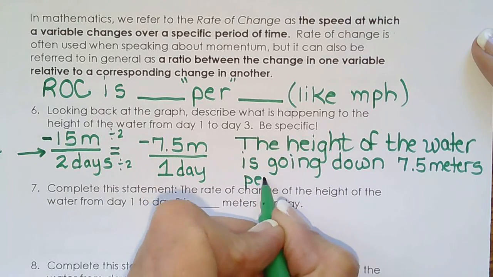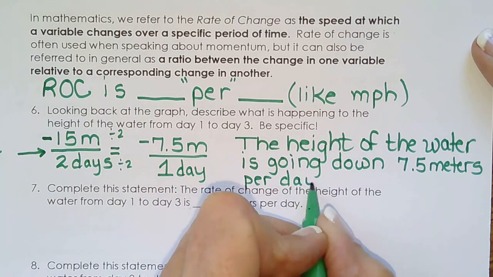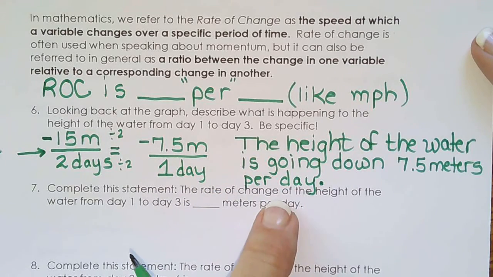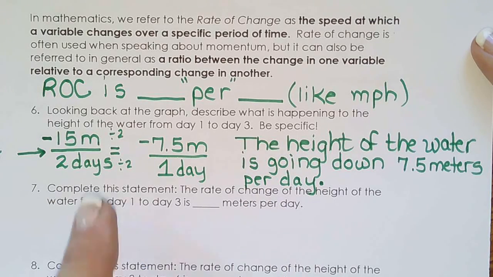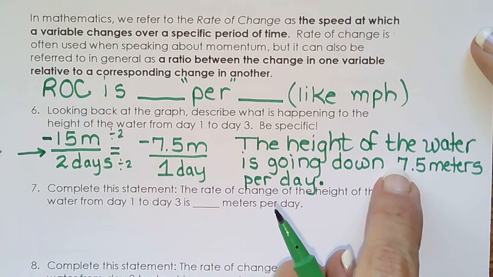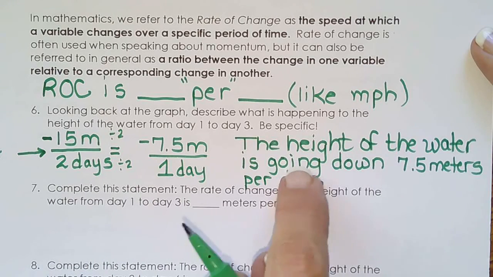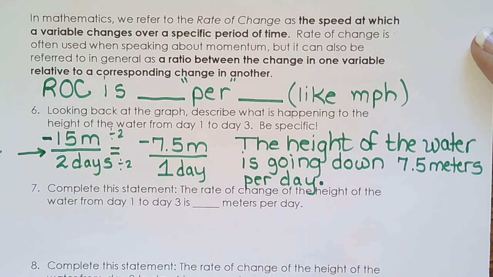Per day. So remember how I said anytime you're talking about slope or rate of change, make sure your sentence has the word per in it. And when you write a sentence, make sure you don't write negative 7.5. You use a word that means negative: decreasing, diminishing, going down. Okay, so complete this statement.